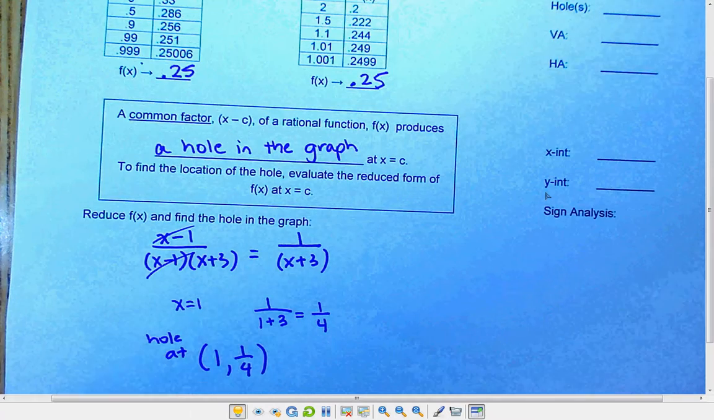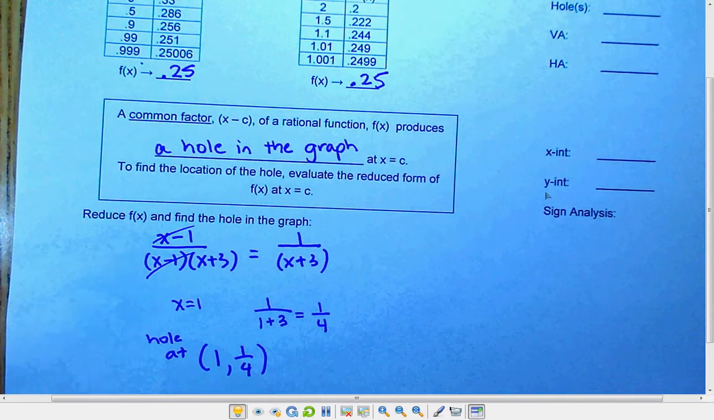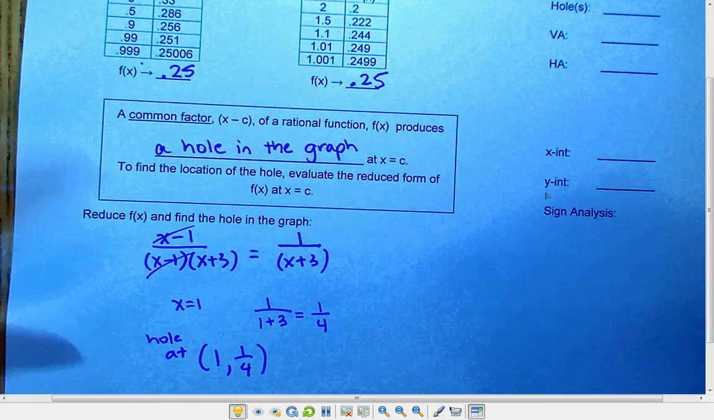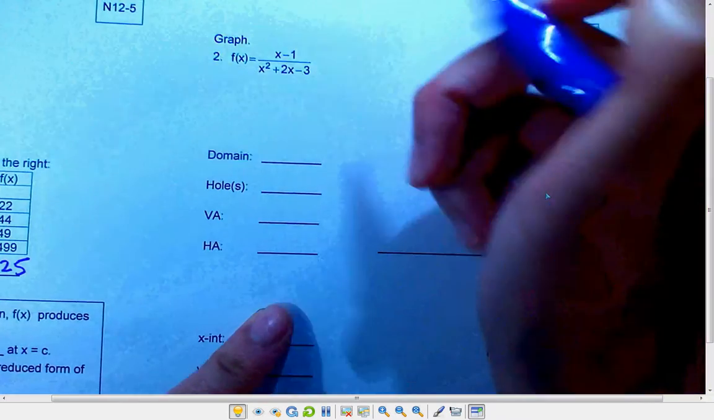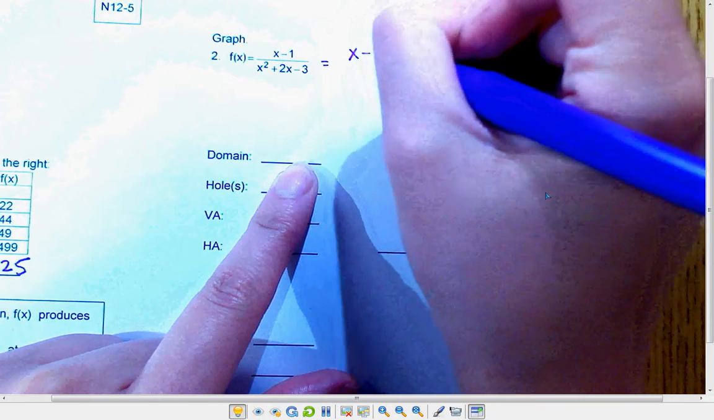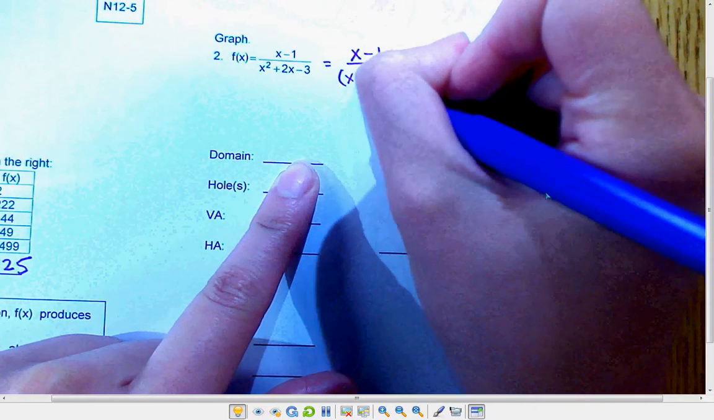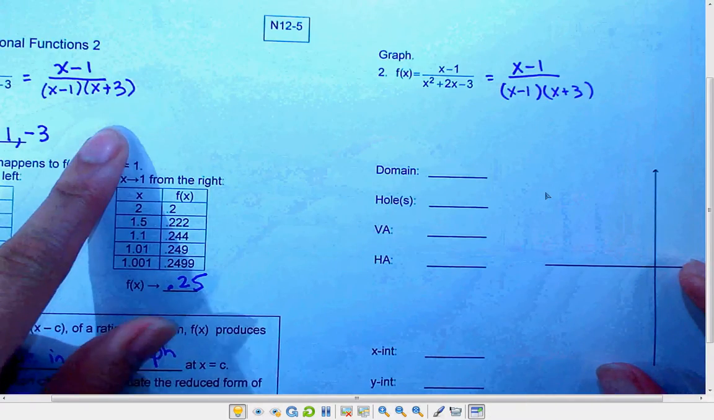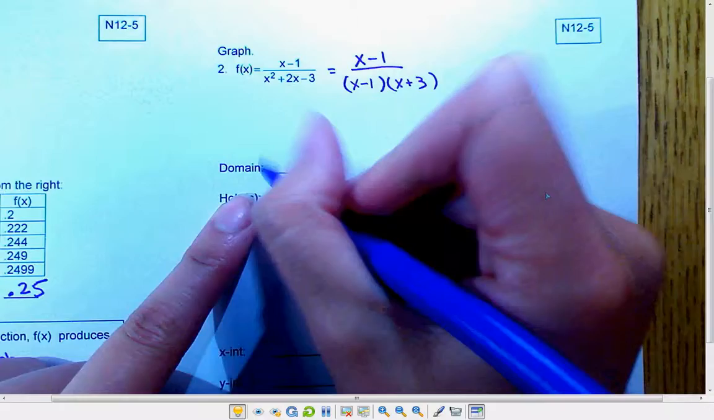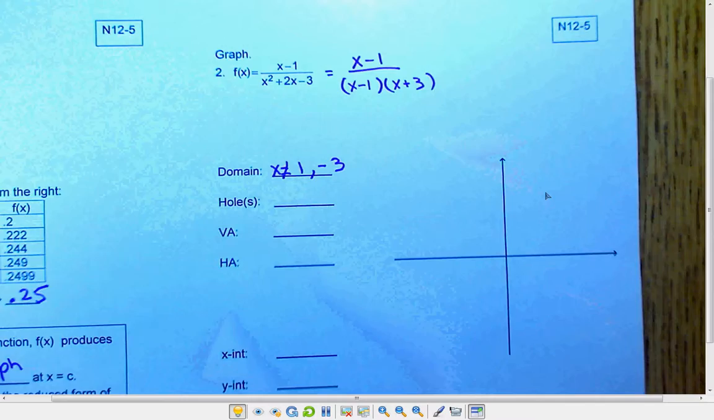So today we're going to be graphing some rational functions where we might have a hole in the graph. So let's take a look at this exact same equation, and we're going to go through the entire steps for graphing this function. So we already factored it out. We know on top it's x minus 1, on bottom it's x minus 1, x plus 3, because this is the exact same problem we just did right here. So we know our domain is x cannot be equal to 1 or -3.